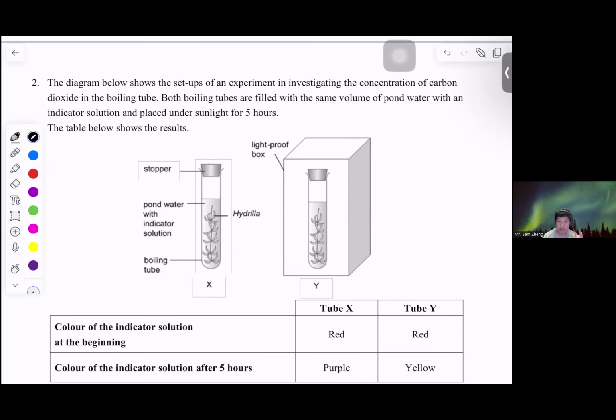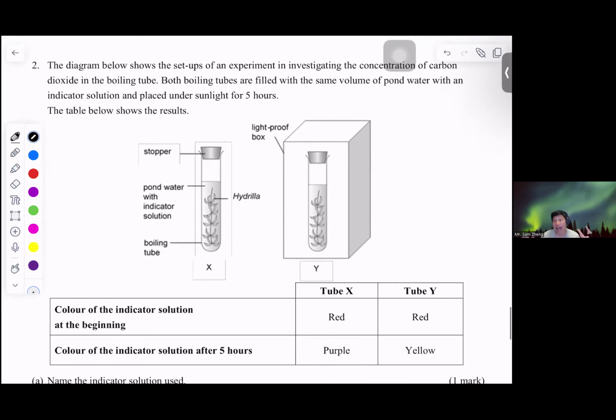For X, there is nothing covering it. Because of some formatting error, the file that you see over here shows some boxes. There are not any boxes for setup X, I just want to let you know. So you can refer to your own worksheet. But for setup Y, there is a light proof box. We place the test tube inside the light proof box, but they just show you a transverse section. So the test tube is not outside the box. Actually, they are inside the light proof box.